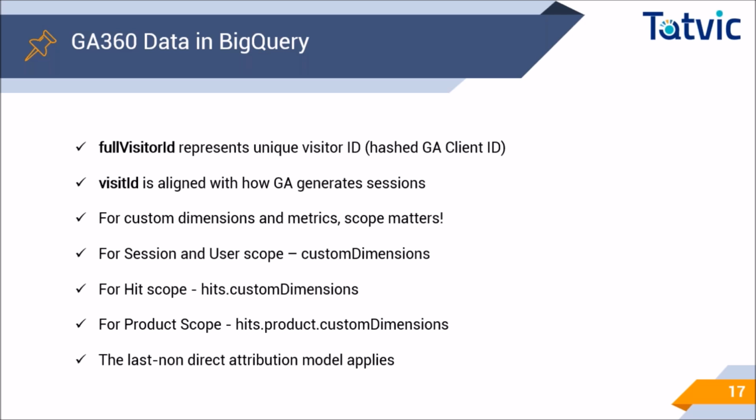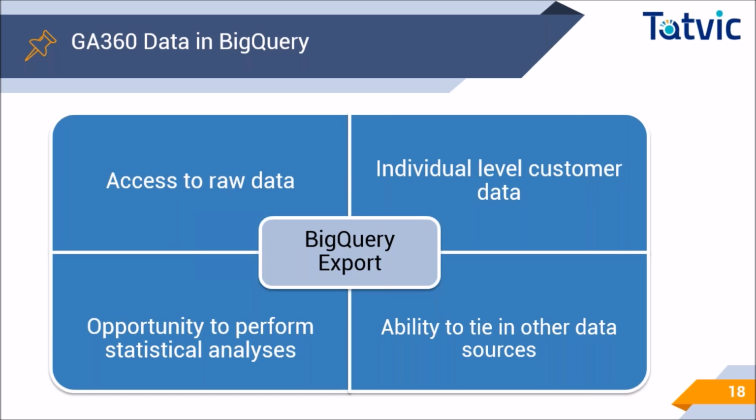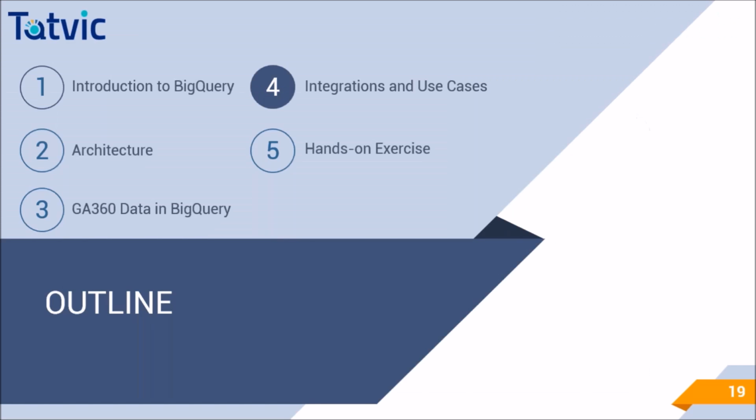And the last non direct attribution model which we have in Google Analytics is applied in BigQuery data as well. So for the BigQuery export, we get access to raw hit level data in BigQuery along with the session information and user information, the individual level customer data. If I want to understand the complete user journey for a user, like what all clicks or what all pages he or she has been visiting at what time, that is available in BigQuery, which gives us an opportunity to perform statistical analysis as well for predictions and machine learning. It also gives us the ability to tie in other data sources, for example CRM data or any other data sources that we have.